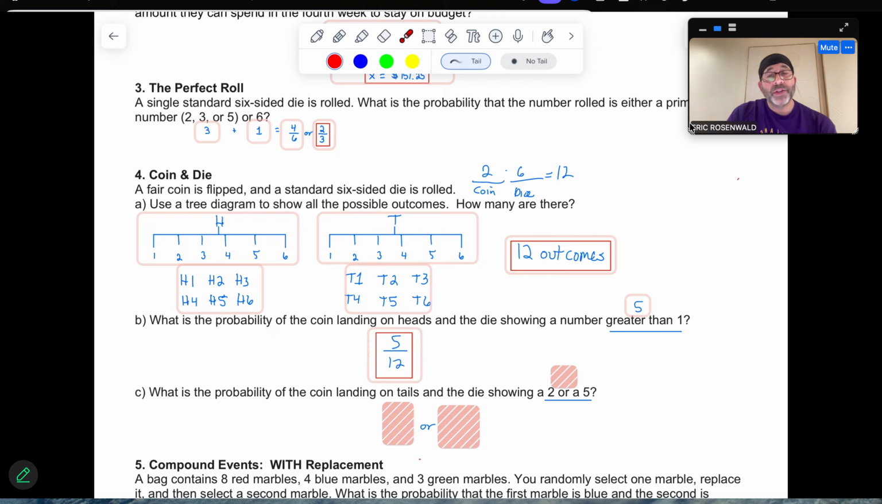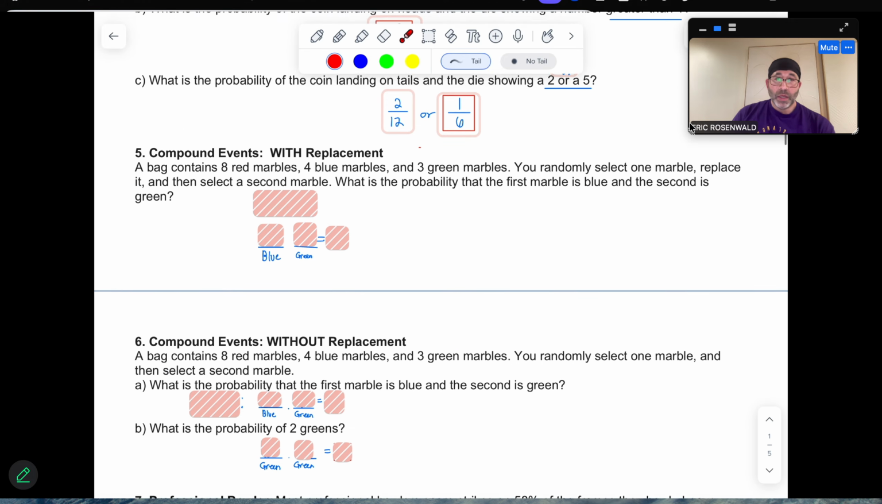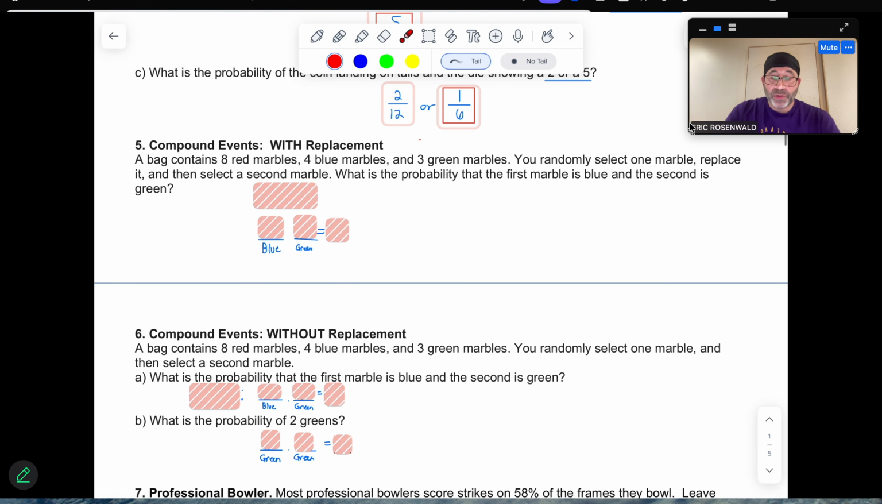Letter C, what is the probability of the coin landing on tails and the die showing a 2 or a 5? Well, if we're forcing it to be a 2 or a 5, there's only 2 possible outcomes, right? It can only be a 2 or a 5. So what's the probability that it's going to be a coin landing on tails over here, and then it's going to come up a 2, or it's going to come up a 5? So there's only 2 possible ways that this could happen out of 12, which means it's a 1 out of 6.